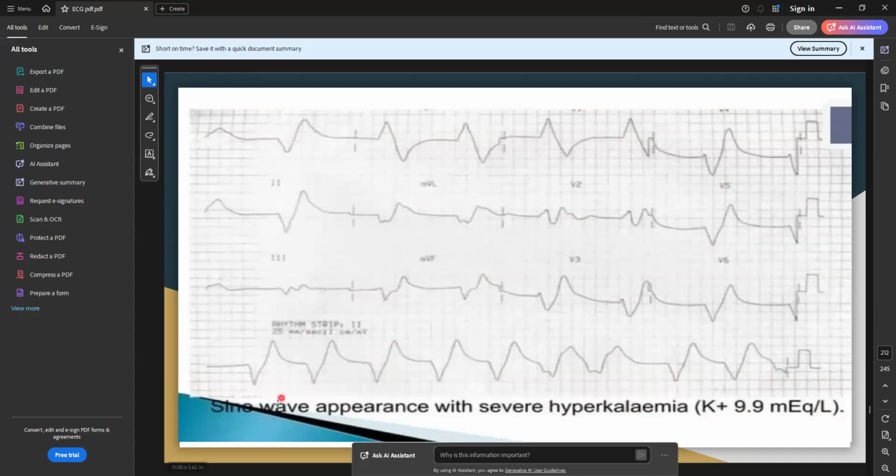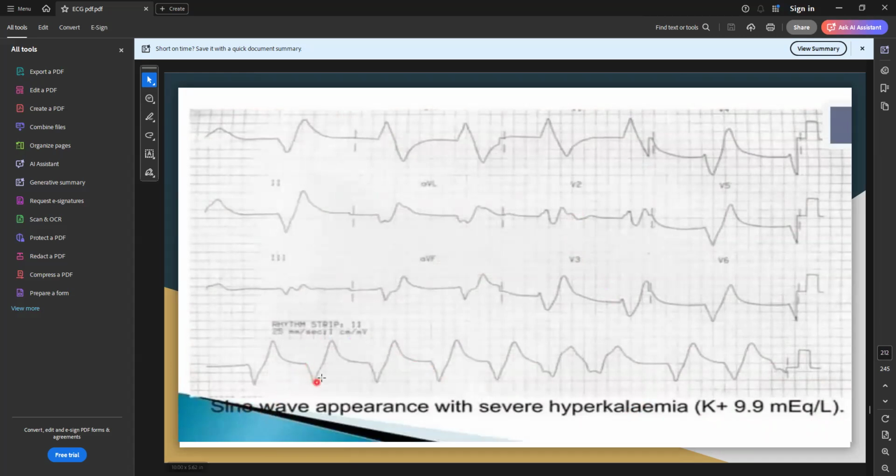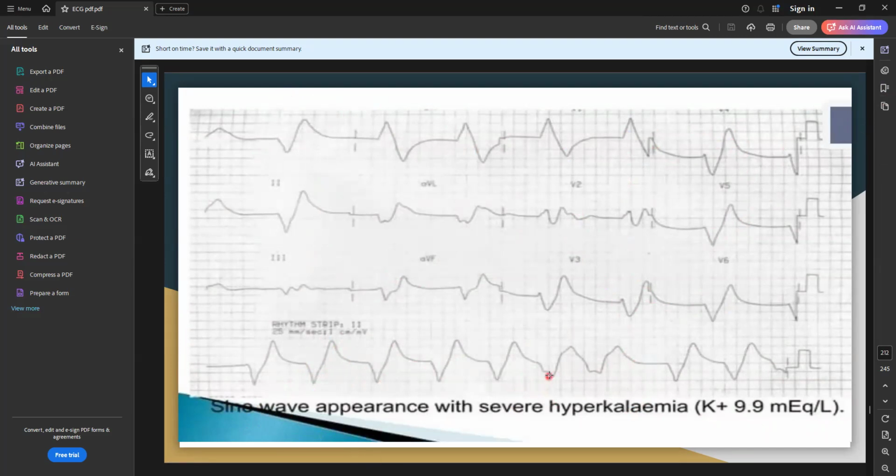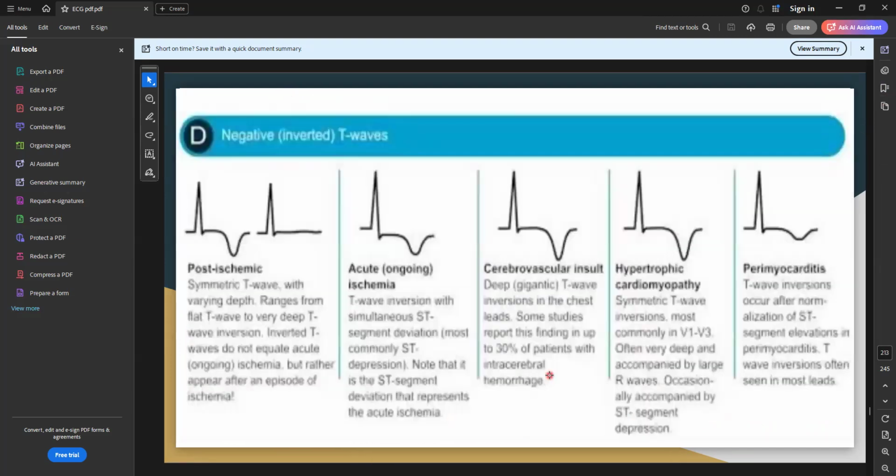You can see the sine wave. I have told you, this is the sine wave. So whenever you see the sine wave, almost in all the leads, limb leads and the precordial leads, you can find this sine wave. Whenever you see the sine wave, it is a case of severe hyperkalemia.